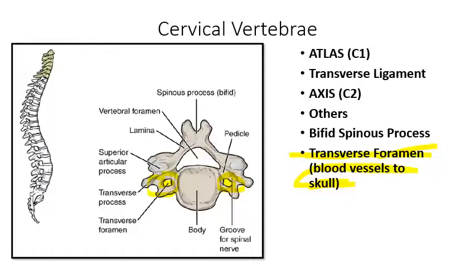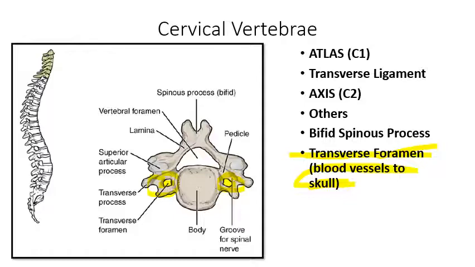We'll talk about that later when we talk about the blood supply, but for now just memorize the fact that all 7 of the cervical vertebrae have transverse foramina. They all have transverse processes like every other vertebra, but only the cervical vertebrae have holes in the transverse processes, and those are to carry blood vessels to the brain and back.